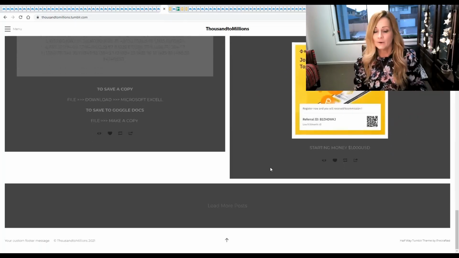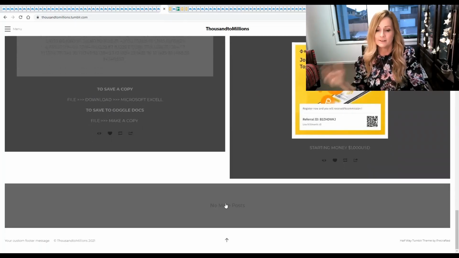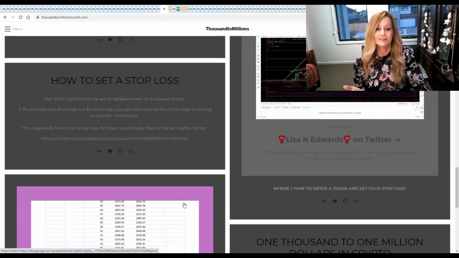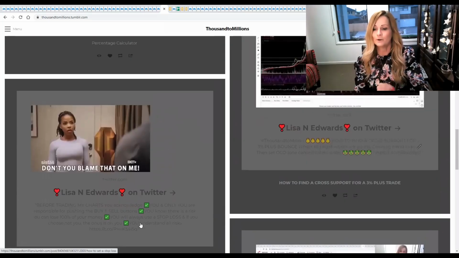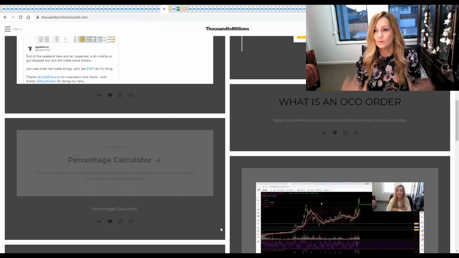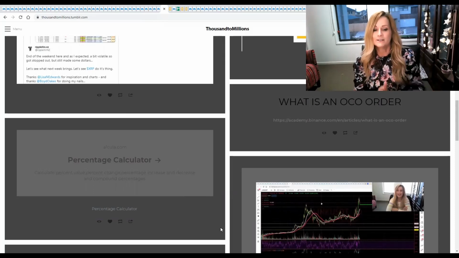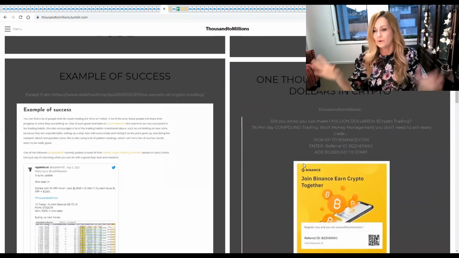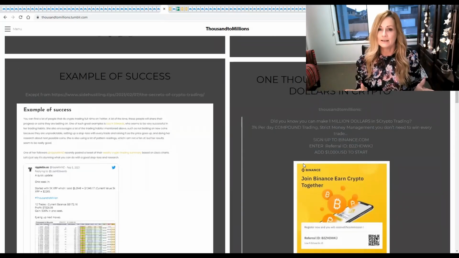So this is how it's done. Press this down. This has got a little bit more information. No, it doesn't. So this is it. So how to set a stop loss. So stop losses are like, just cannot say they will save all your money. So percentage calculators, what's an OCO order? We've got Binance, everything that you need here. So this is how it works.